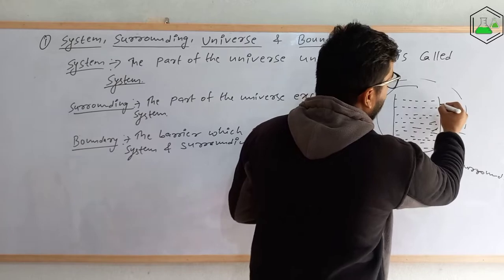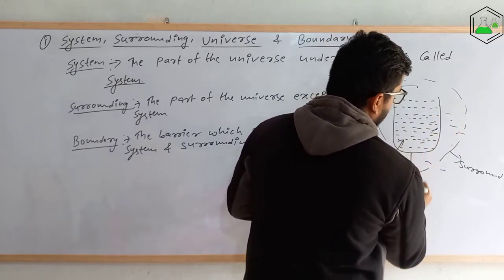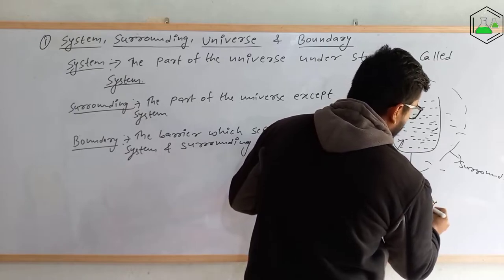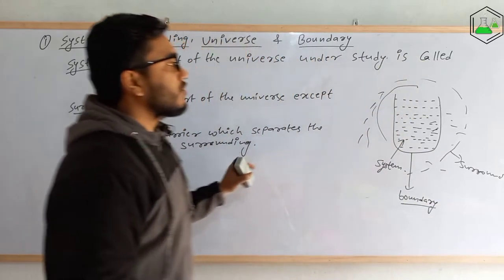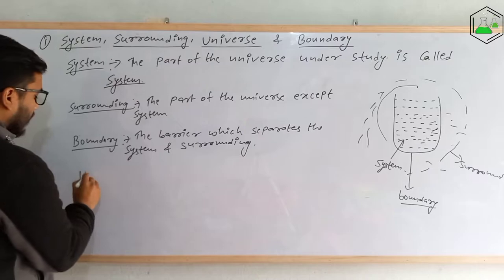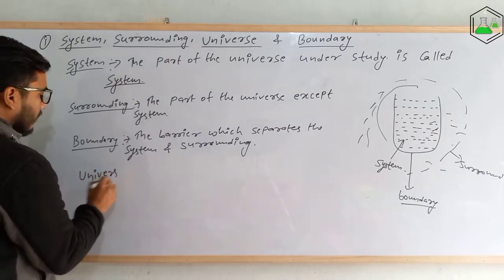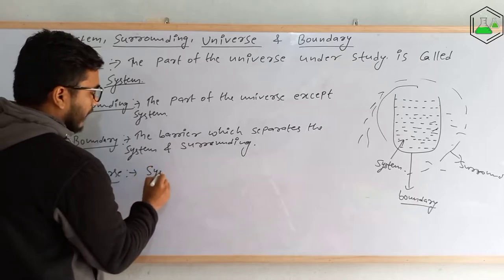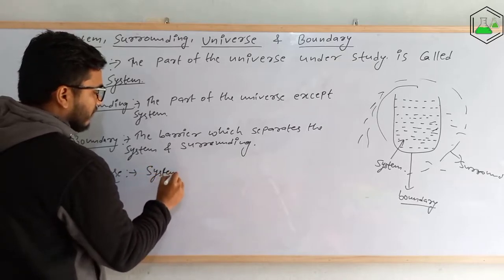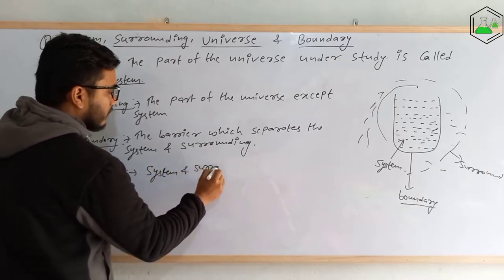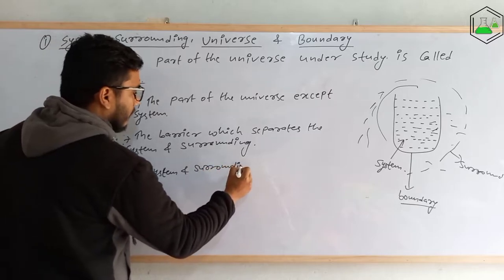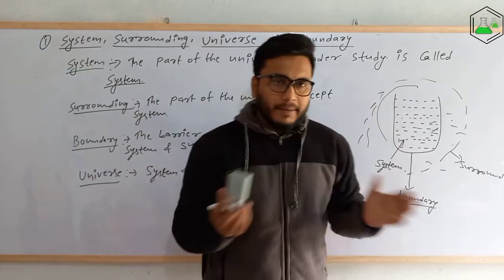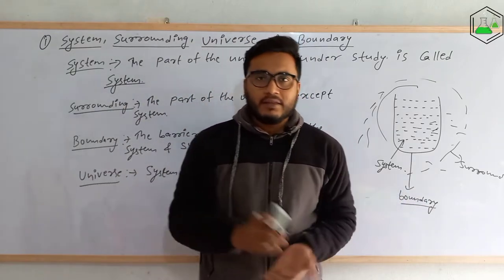In this particular case, this is the boundary. And obviously, you must have understood what universe actually is. Universe is simply the combination of system and surrounding. So, universe is the combination of the system and the surrounding.